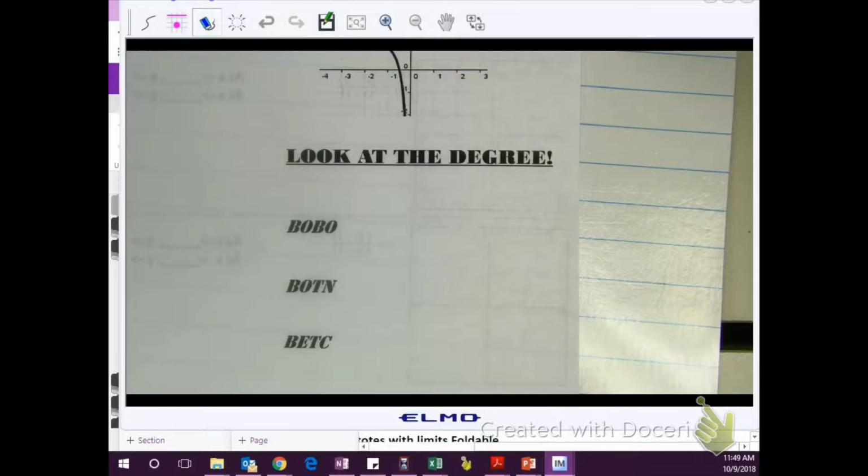For horizontal asymptotes, the way you tell if there are horizontal asymptotes, or where those horizontal asymptotes will be, is you look at the degree. This BO, bigger on the bottom, and that second O right there is a 0. It means the horizontal asymptote, which we abbreviate HA, is equal to 0.